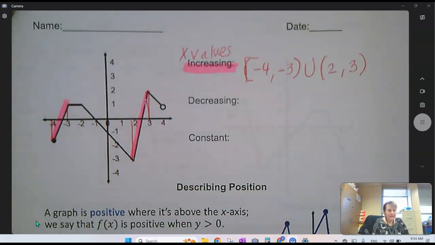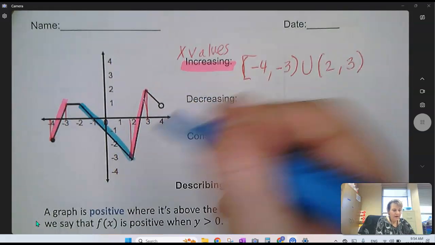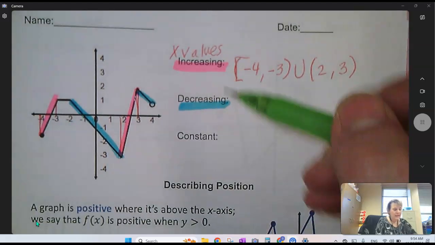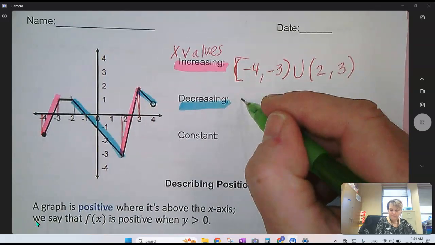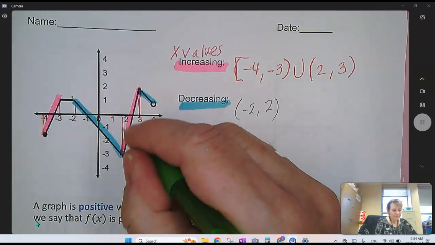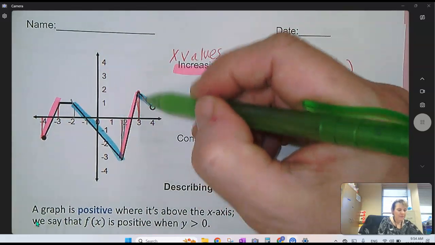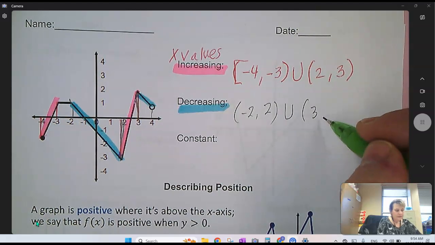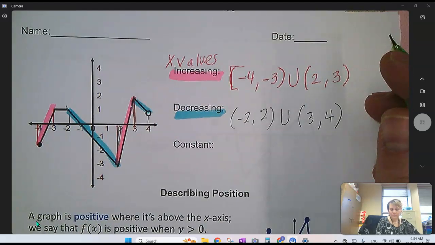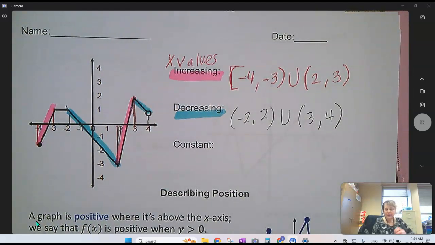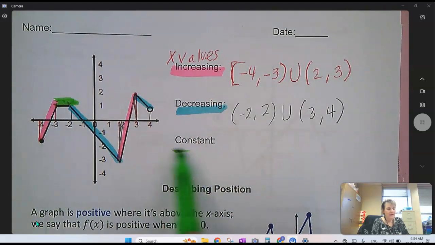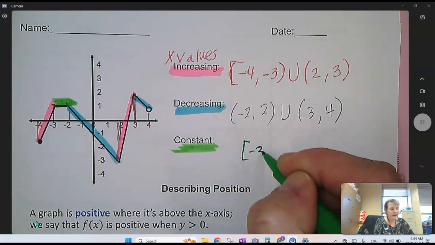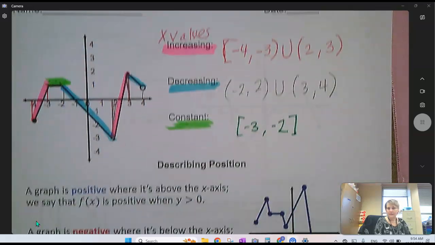Then decreasing, we've got this portion here and this portion here. So our decreasing portion is going between -2 to 2, and then it's going from 3 to 4. So we're going to put union 3, 4. The last part is the constant part. We have just this little piece right here, going between -3 to -2. So I made that one the part where it was square brackets.